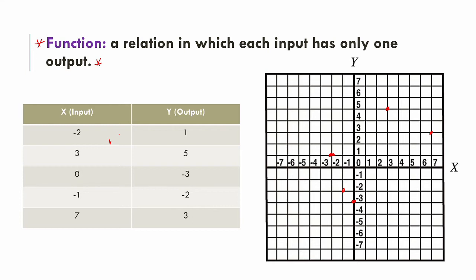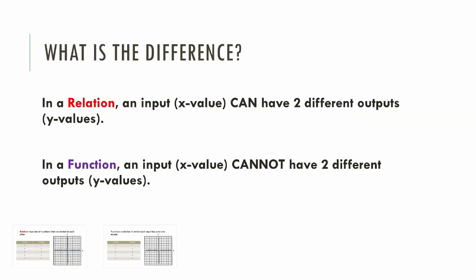Now, in a function, each input has only one output. So notice negative 2 only goes to 1, 3 goes to 5, 0 to negative 3, negative 1 to negative 2, 7 to 3. So notice that it is a one-to-one relationship. In a function, an input x value cannot have two different y values.